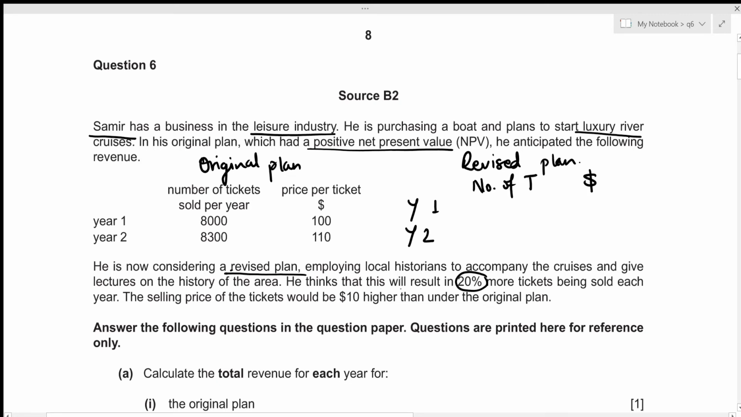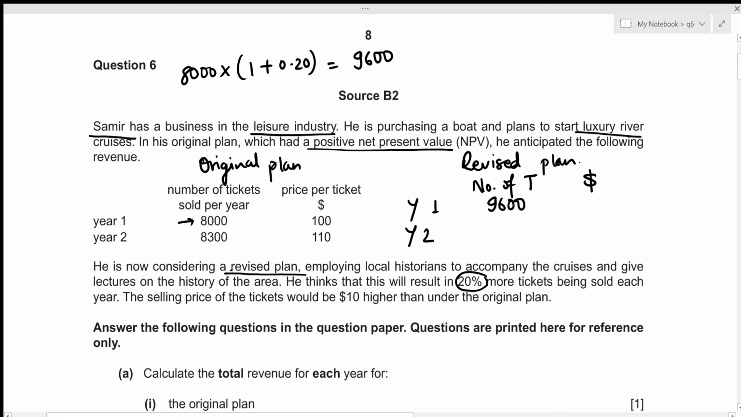So what we know is that 20% more tickets will be sold each year. So if previously the tickets sold for year 1 was 8,000, then this would increase by 20% for our revised plan. Let's do that. So that's just going to be 8,000 times 1 plus increment of 20%, which we can write down as 0.20. So the number of tickets for year 1 under the revised plan will be 8,000 times 1 plus 0.20, which results in the value of 9,600.